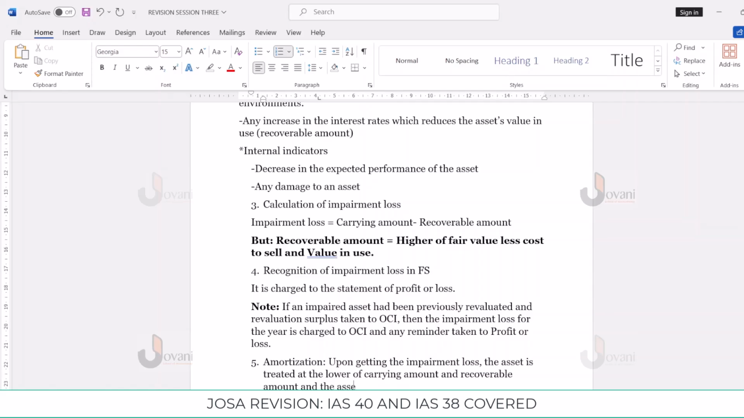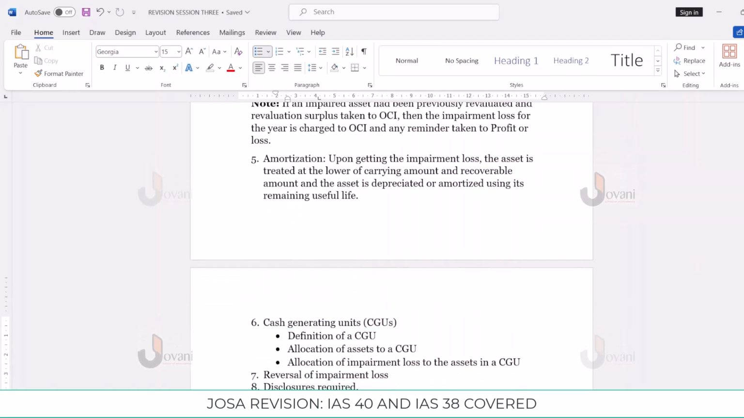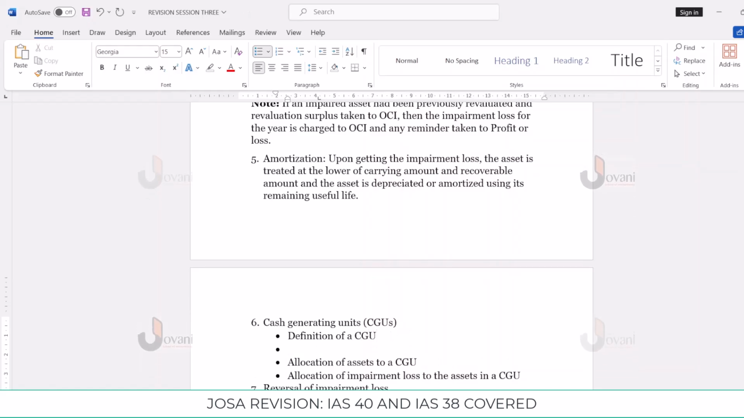And the asset is depreciated or amortized using its remaining useful life. Is that okay with everyone? Any question regarding that concept? I'm sure you're all saying these are all basics because you've been revising them. Okay, since they're all basics, can we go to CGU?